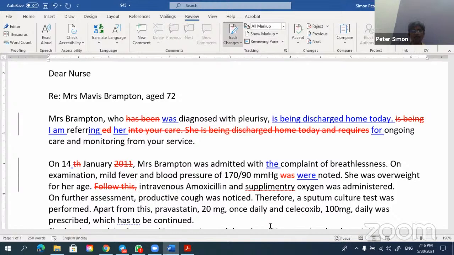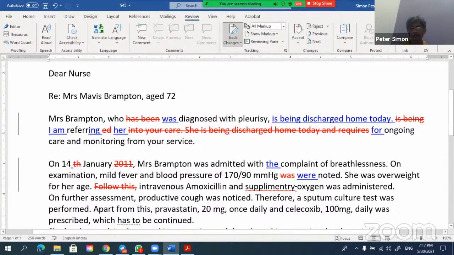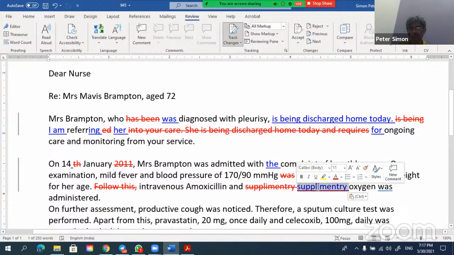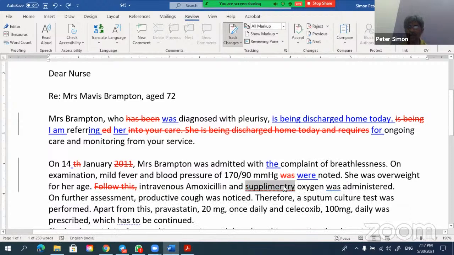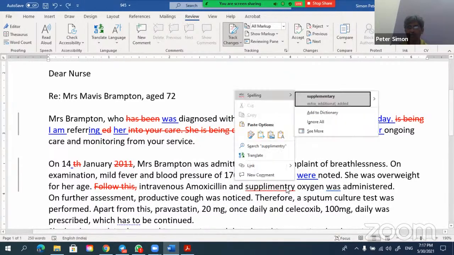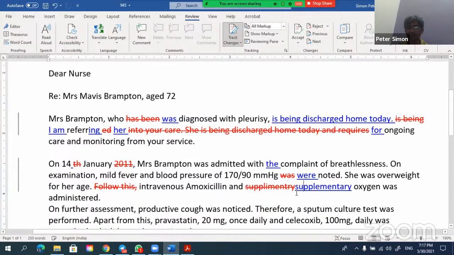Intravenous amoxicillin and supplementary oxygen. Supplementary, spelling mistake. Supplementary. T-A-R-Y. Two mistakes are there, one is E and one is A that I did not notice. So, supplementary.